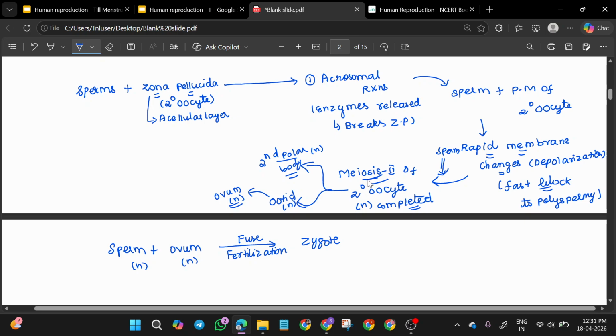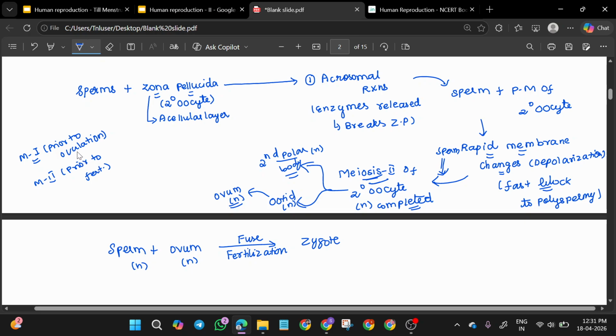That is what we have to know. So meiosis 2 is completed prior to fertilization. The point உங்களுக்கு NCERT-ல இருக்கும். Meiosis 1 is completed prior to ovulation. In case of primary oocyte, meiosis 1 will be completed prior to ovulation. In case of secondary oocyte, meiosis 2 will be completed prior to fertilization, but only upon the entry of the sperm. Sperm enter ஆனா மட்டும்தான், cytoplasm-குள்ள enter ஆனா மட்டும்தான் this process can happen.